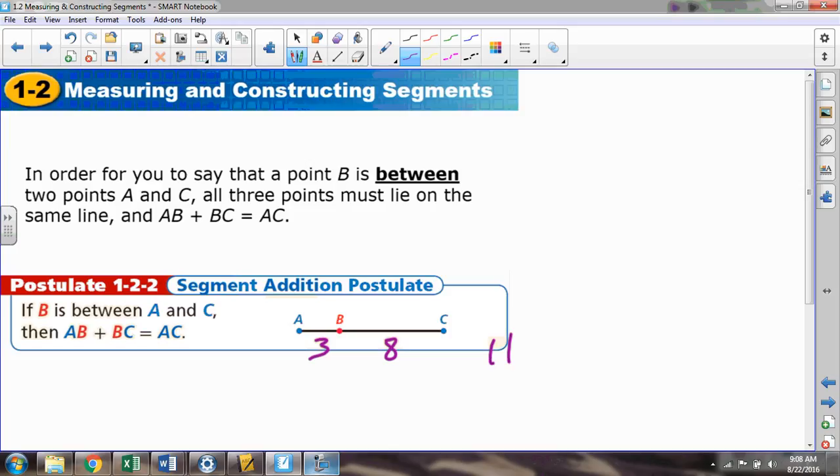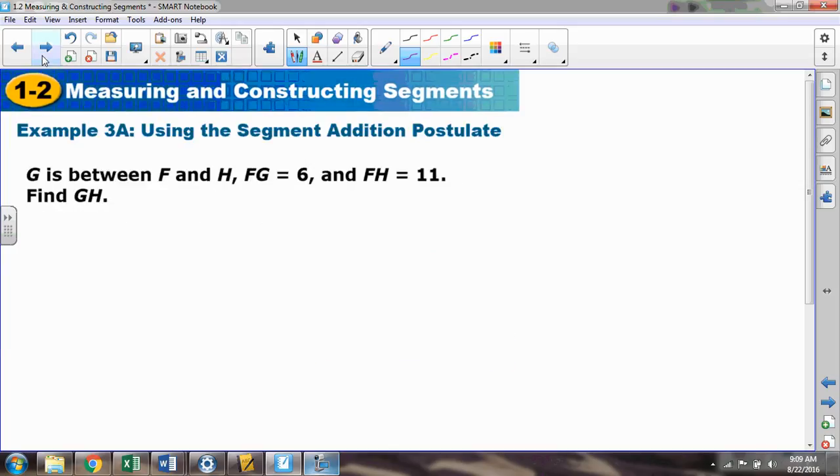This part right here is the primary focus behind our lesson today. Most of our homework is going to use this. So the biggest amount of practice you're going to be using are based on creating pieces and finding the lengths of segments, whether they're very quick with numbers or we have to build algebraic equations and solve them. So let's run through this. G is between F and H. FG is 6, FH is 11, find GH.